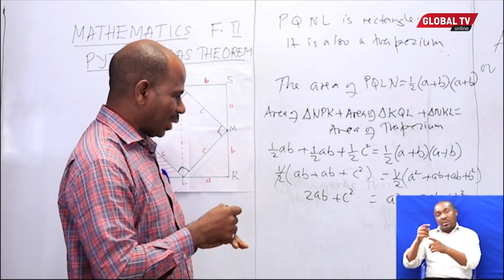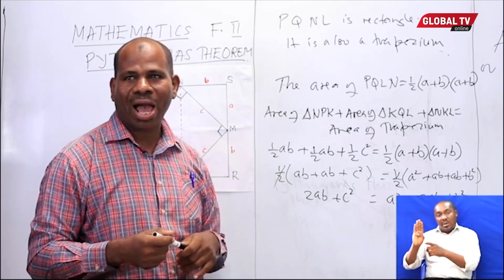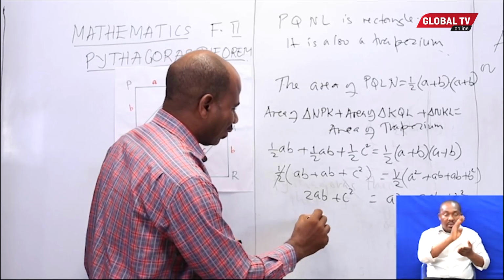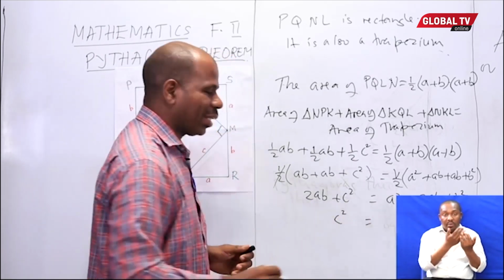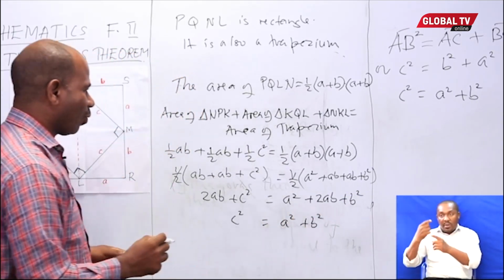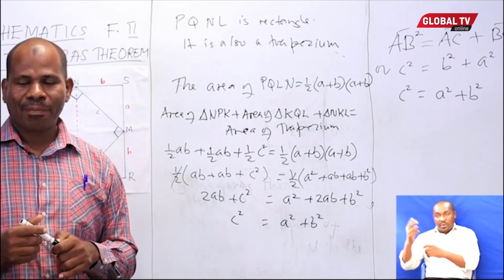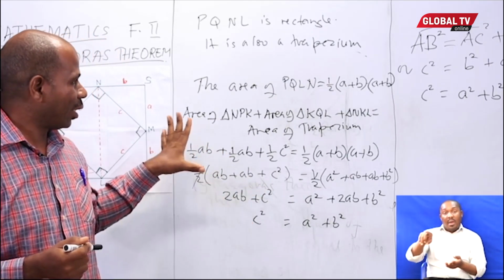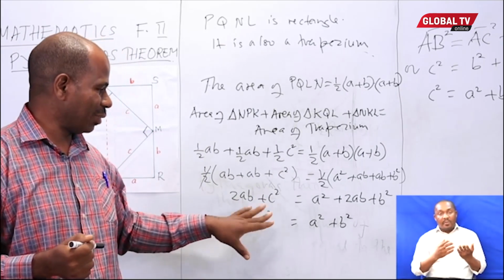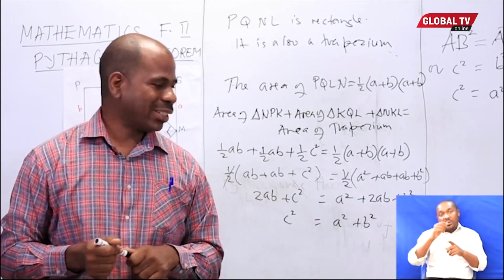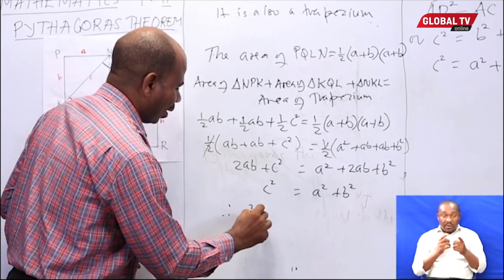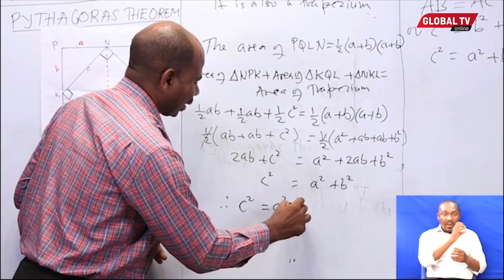And also subtract 2ab throughout. If you subtract 2ab throughout, now the left-hand side becomes c squared, and the right-hand side is a squared plus b squared. So this proves the Pythagoras theorem for any right angle triangle: the square on the hypotenuse, which is c squared, is equal to a squared plus b squared. So therefore, c squared is equal to a squared plus b squared.